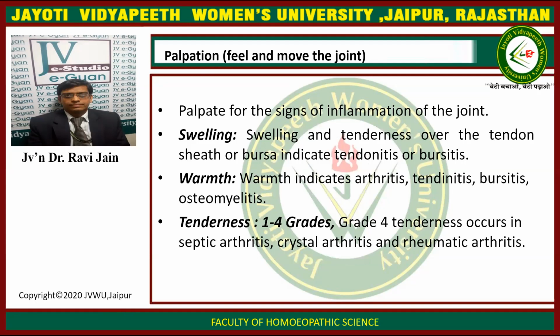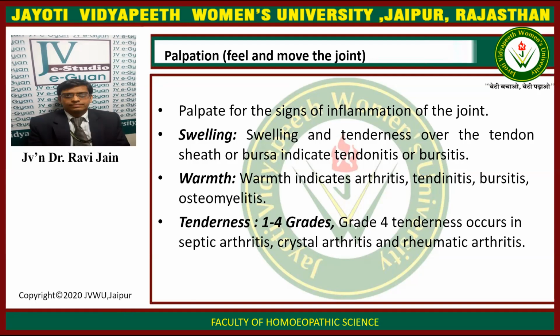Now we have to palpate. Do the palpation, we have to feel and move the joint. While palpating, we have to look for various things, like palpate for the signs of inflammation of the joints. You all know the signs of inflammation. For those signs of inflammation, we have to do the palpation. We have to check for the swelling. If there is any swelling or tenderness over the tendon sheath or bursa, that indicates tendinitis or bursitis.